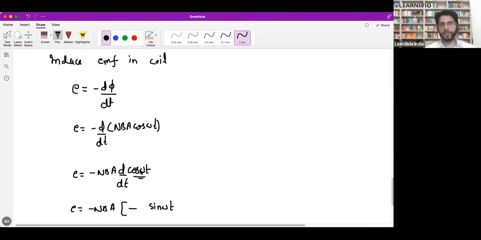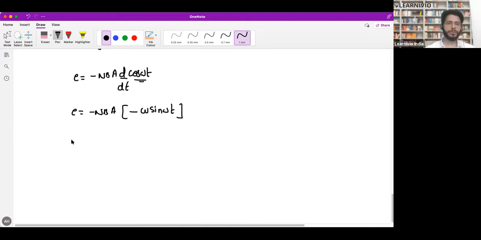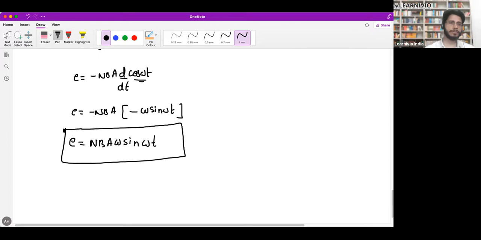But along with t, you have one constant omega here. So this constant omega will come outside. This is basically known as the chain rule. So you get EMF is NBA omega sine omega t. This is the induced EMF, NBA omega sine omega t.